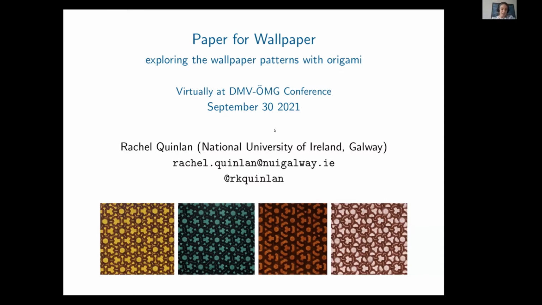So the theme of this talk is just exploring wallpaper groups through origami. I'm an academic mathematician, but this kind of geometric origami is sort of a hobby of mine.